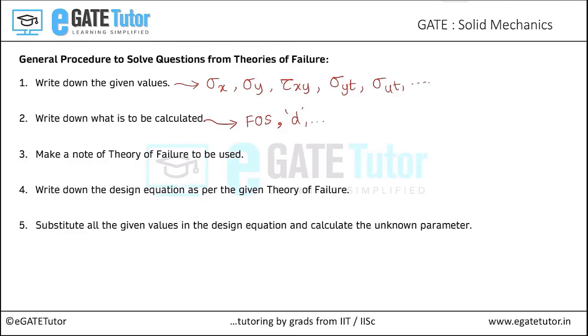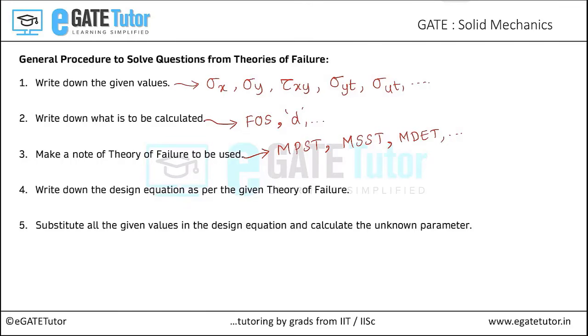The third step will be to make a note of the theory of failure to be used. It can be the maximum principal stress theory, the maximum shear stress theory, the maximum distortion energy theory, and so on. So it is very important to make a note of which theory of failure is to be incorporated to calculate the unknown from the given question. Now the fourth step in the general procedure is to write down the design equation or the failure condition according to the given theory of failure.